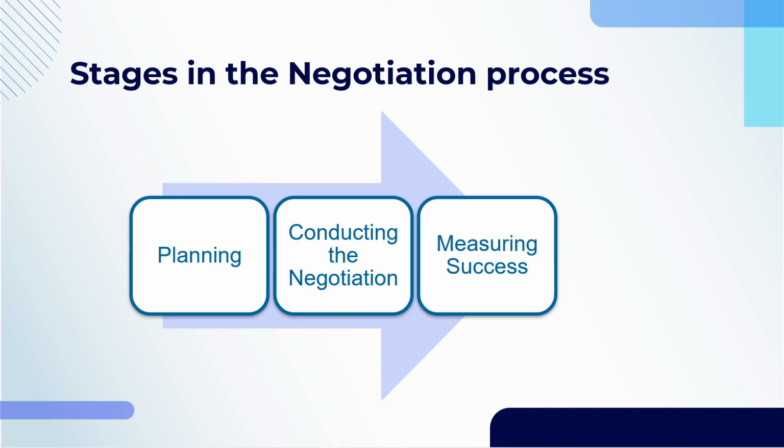Now we'll discuss the stages in the negotiation process. The first stage is planning. This is done before the negotiation takes place. The second stage is actually conducting the negotiation, and the third stage is measuring success. This occurs once the negotiation is over. Now let's look at each one of these stages in a bit more depth.